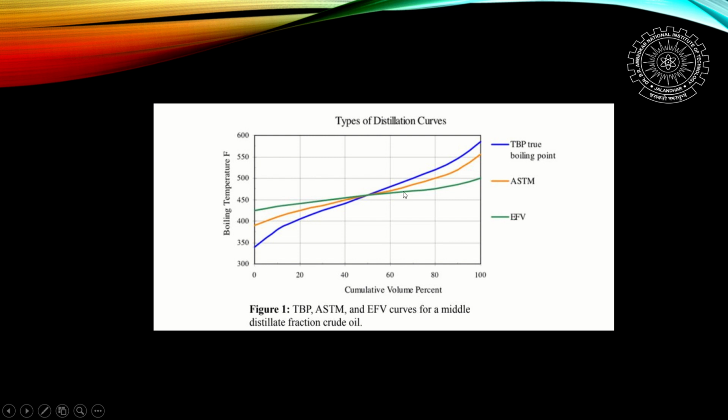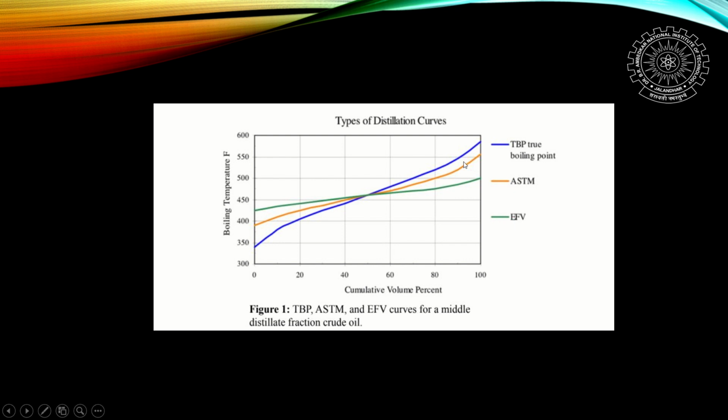We can see from this figure that ASTM has less separation than the TBP, the true boiling point, and EFV has the lowest separation. So we can say that TBP is the best, giving us the maximum separation of any distillation if we compare these three. Okay, that's all about the comparison of the distillation curves.